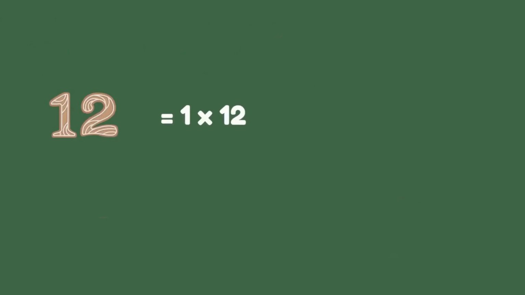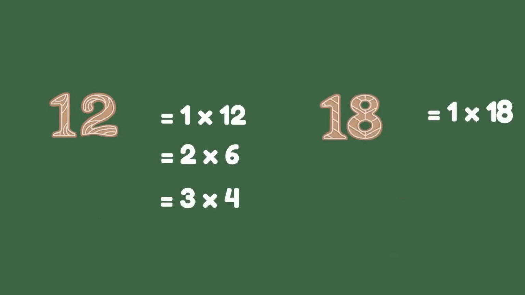First, we will find the factors of 12. 1 times 12, 2 times 6, and 3 times 4 gives 12. And 1 times 18, 2 times 9, and 3 times 6 is equal to 18. Now, let's write it in a simpler way so that we can clearly see all the factors involved.